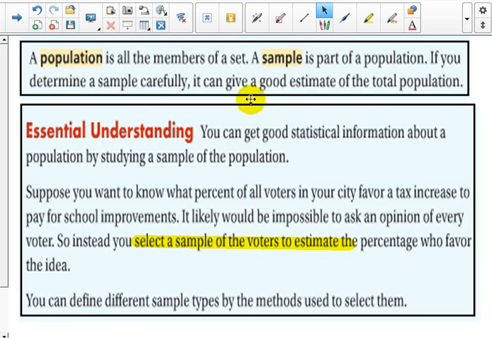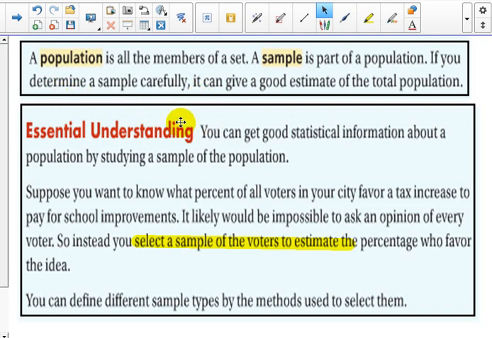Today we're going to talk about surveys. And first, before we do a survey, we have to learn what types of surveys there are and how we perform them. What's a good survey? What's a bad survey? What makes it biased or unbiased? A population is all the members of a set. A sample is part of a population. If you determine a sample carefully, it can give a good estimate of the total population.